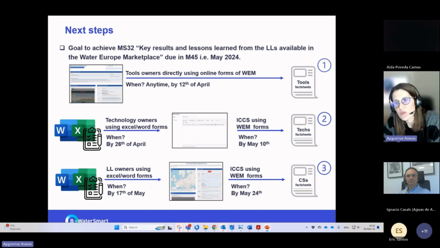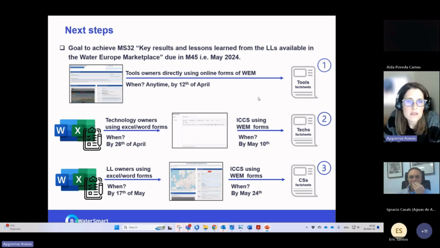Now, this slide summarizes the 3, let's say, basic steps. We need to make sure that we have an updated tools fact sheet. We need to make sure that we have all the technology fact sheets for the technologies that are missing. And finally, we need to make sure that we have all the case study fact sheets created.